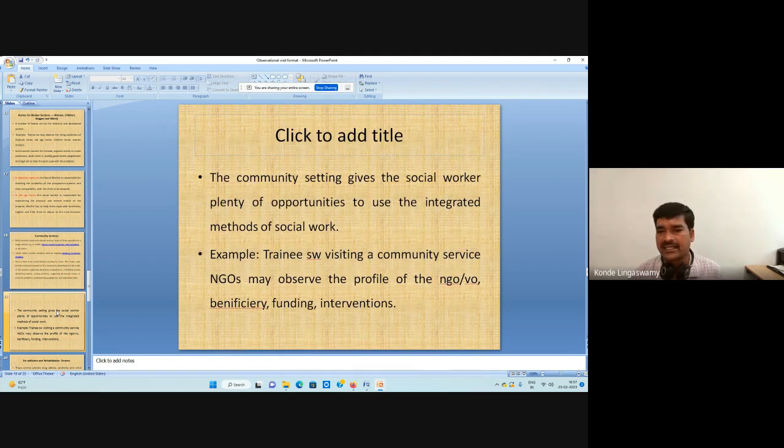The community setting gives the social worker plenty of opportunities to use the integrated methods of social work. Just now, Buba shared his experience in his locality, in community settings. They are providing different types of services.